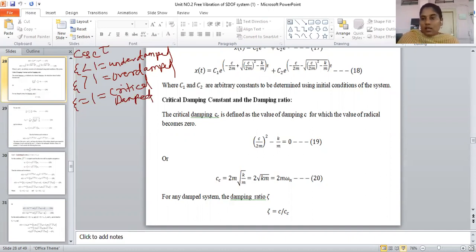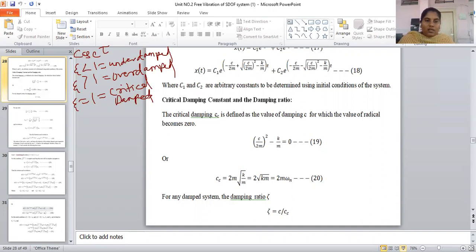In this way there are three cases. Please write down these three cases: under damped system, over damped system, and critically damped system.